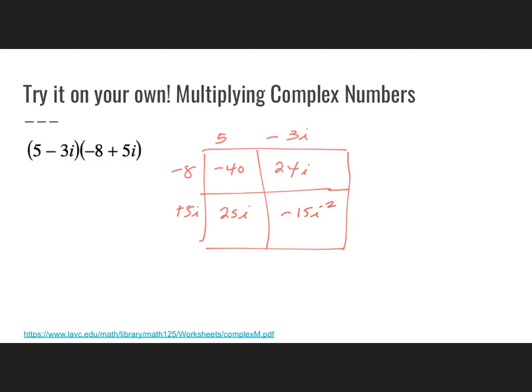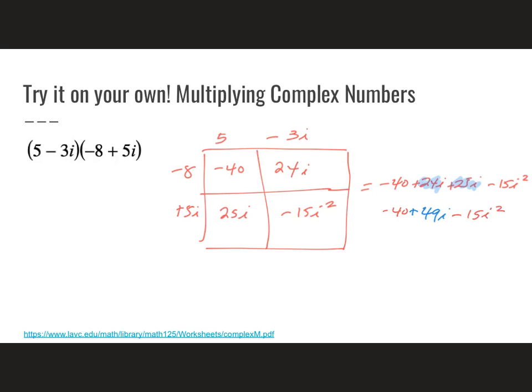So I'm going to take out all these terms from my boxes and then start combining like terms when I can. So I have negative 40 plus 24i plus 25i minus 15i squared. So once again, I have these like terms, 24i and 25i. And so when I actually combine them together, I get 49i. And I didn't do anything to my negative 40. I know that this 49i is positive. And then I didn't do anything to my minus 15i squared.